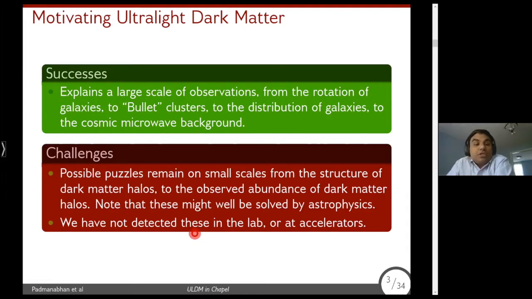There are, however, challenges to this model. There are a number of puzzles that remain on small scales. This regular weakly interacting massive particle, if you run numerical simulations of it, seems to cluster more strongly than the observations seem to suggest. We don't see as many small dark matter halos around in places. And so there are interesting challenges, and that has motivated people to think about alternative models for dark matter. Another piece that's motivated this is the fact that we've never really detected these in the lab or on accelerators, and so we'd like to go out and find these pieces.